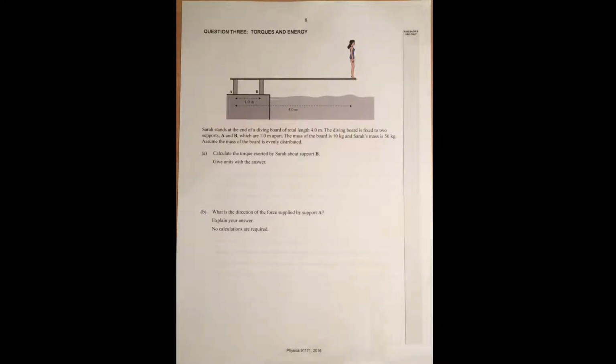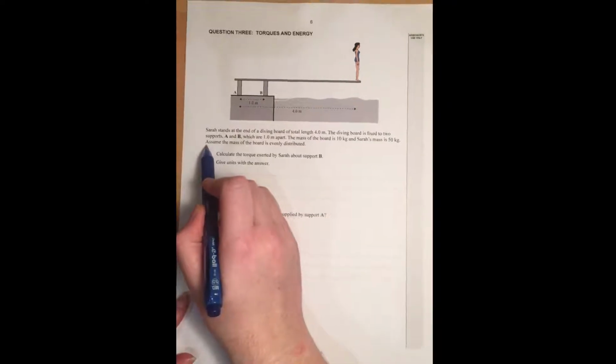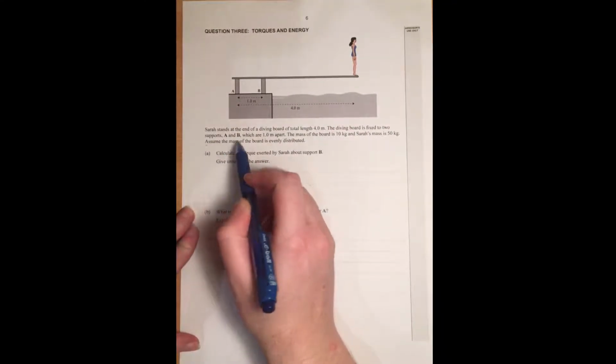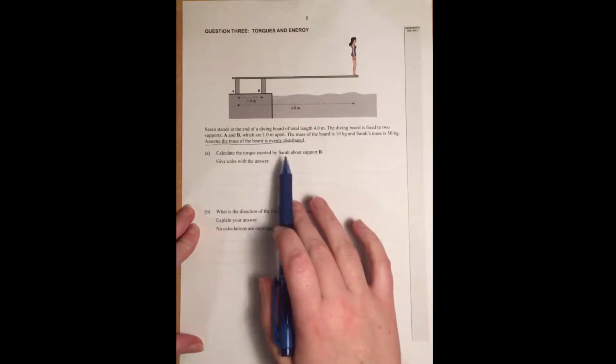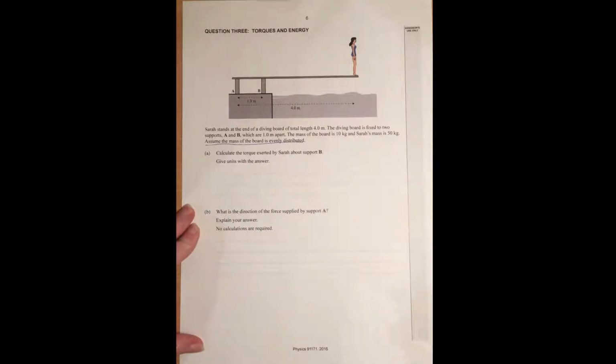So we've got a diagram that we're going to use for the whole question and some information. So let's read that information. Sarah stands at the end of a diving board of a total length of 4 metres. The diving board is fixed to 2 supports A and B, which are 1 metre apart. The mass of the board is 10 kilograms and Sarah's mass is 50 kilograms. Assume the mass of the board is evenly distributed. Now that's quite an important assumption, and it will likely help us. So, calculate the torque exerted by Sarah around support B.